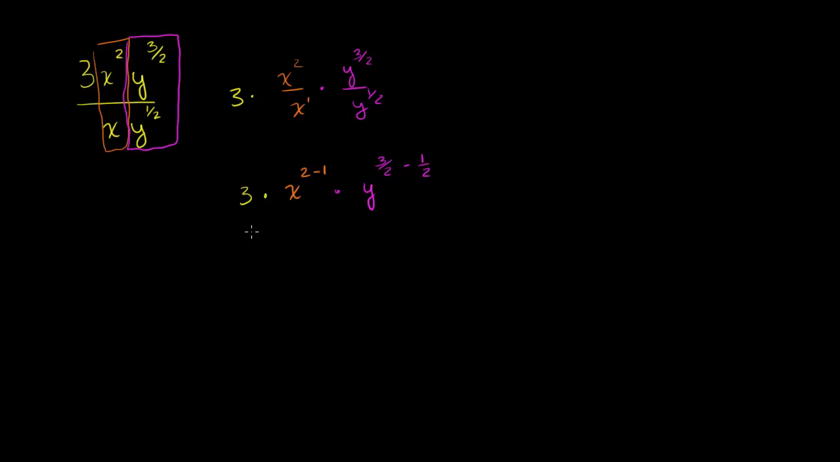So what does the whole thing become? It becomes 3 times x. 2 minus 1 is just 1. I can just write x there. Times 3/2 minus 1/2 is 2/2. So that's y to the 2/2. 2/2, that's just the same thing as y. So this is equal to 3xy. Anyway, I encourage you to do many, many more examples of that. But you'll see that just using the rules that we've been exposed to in the last few videos, you can pretty much simplify any exponent expression.